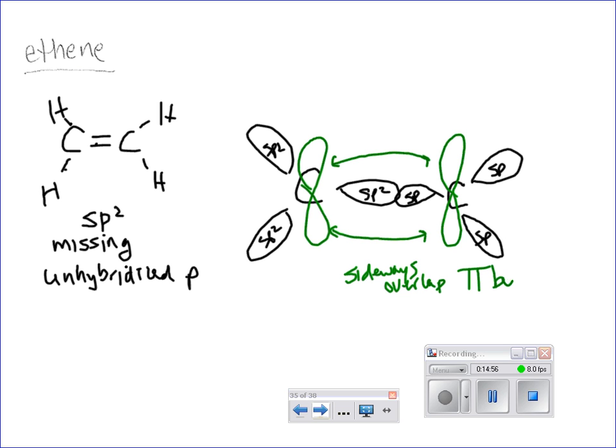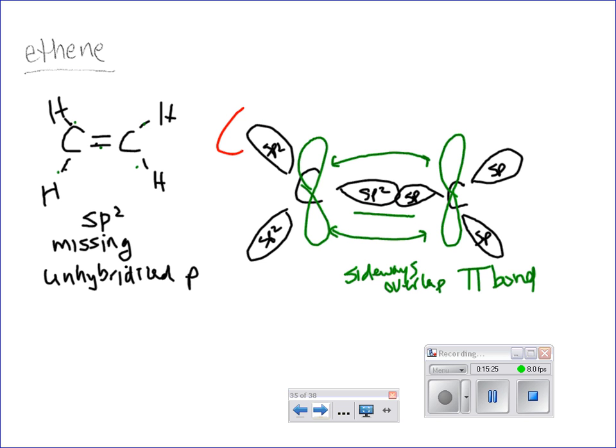The head-to-head overlap is called what? A sigma bond. So, to simplify this, a single bond in any picture is a sigma. A double bond is a sigma and a pi. Make sense?